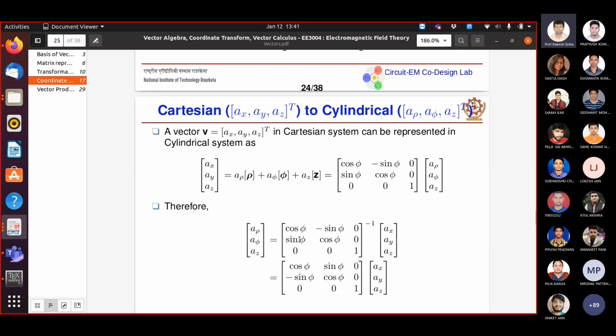This column becomes this row. You can see it is cos phi, sin phi, and this column becomes this row, minus sin phi, cos phi, and 0. Similarly, this column becomes this row, so it is basically the transpose. Now, if you know how much is the strength in the x direction, the y direction, and the z direction, and you also know the point or position where you need to find this transformation, then you can easily find the A rho, A phi, and A z components.